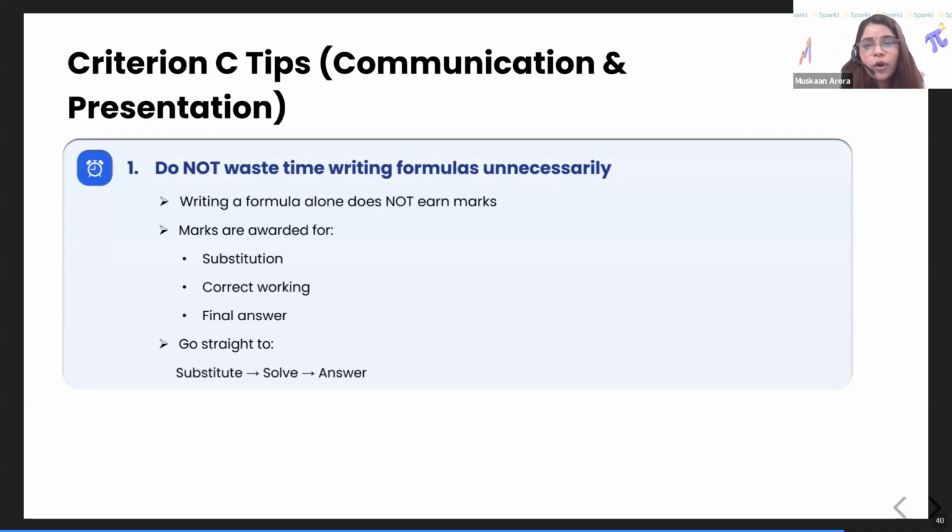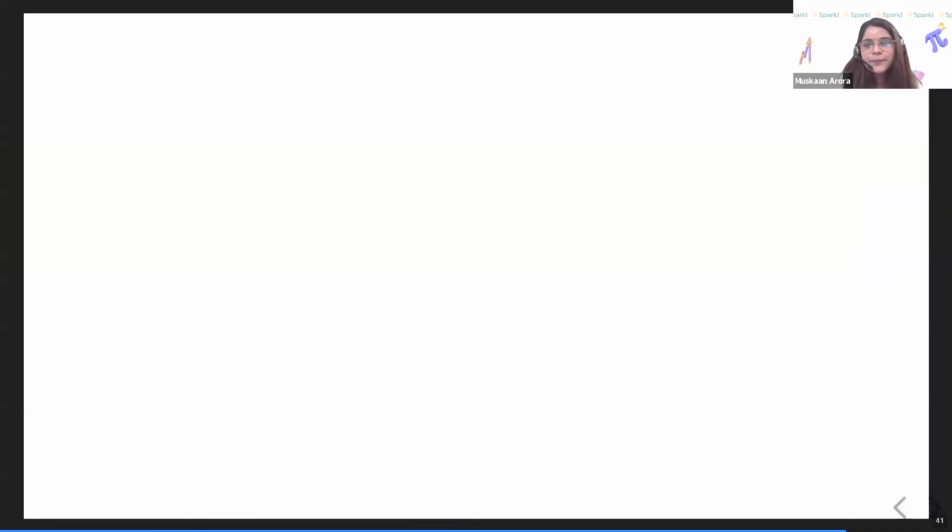Don't think that if I just put the formula, because it is a trend for some exams, right? If you write the formula, you get some marks, but not here.